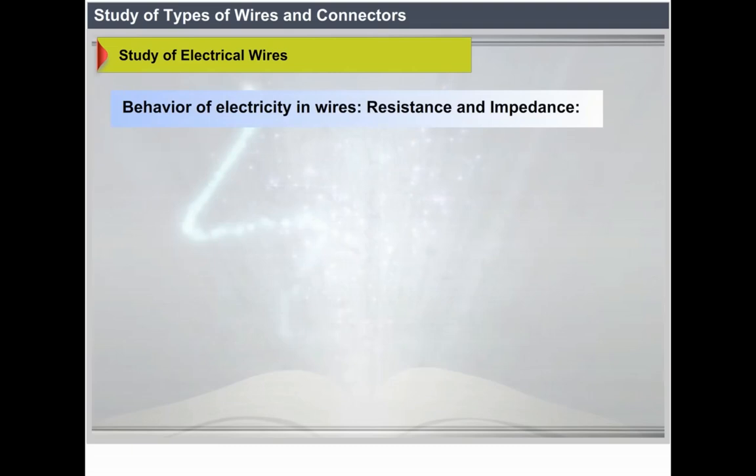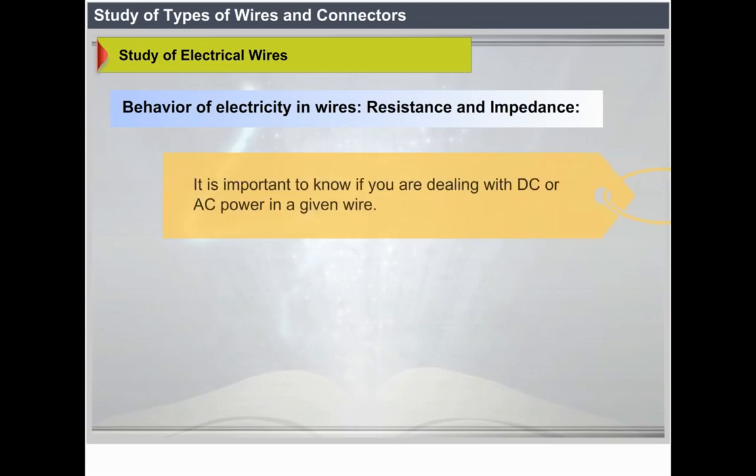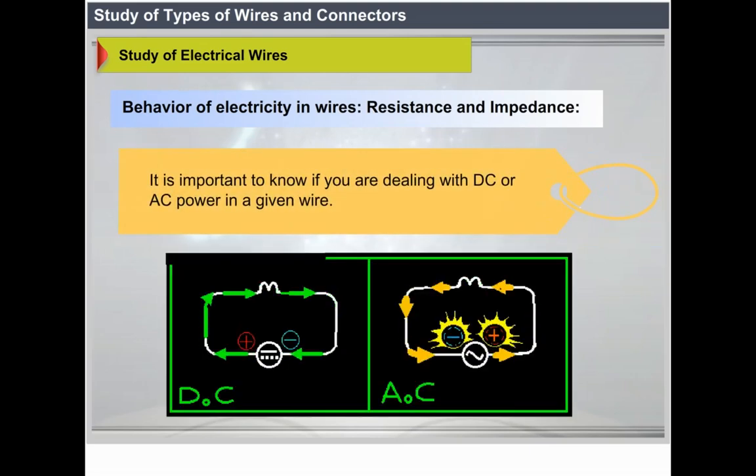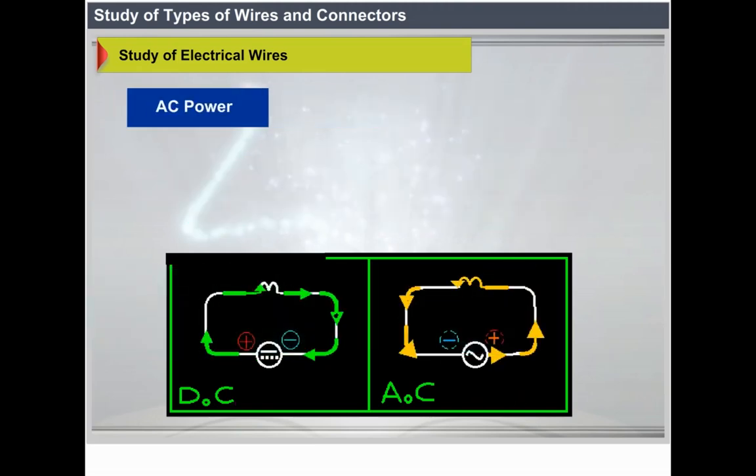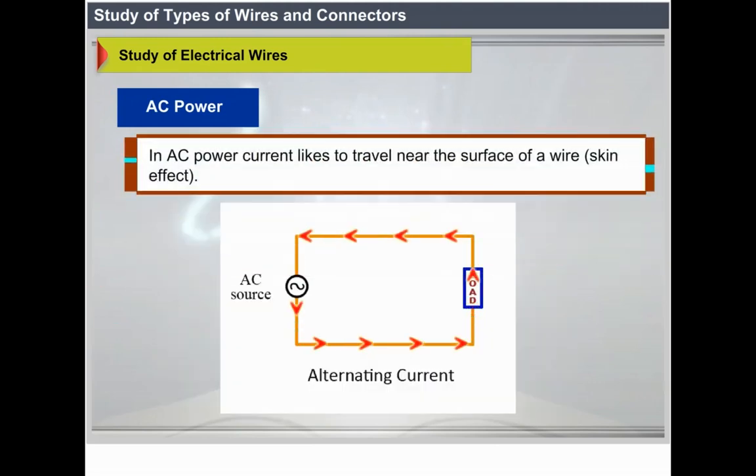Behavior of electricity in wires, resistance and impedance. It is important to know if you are dealing with DC or AC power in a given wire. AC power has some very complex physics which causes some strange effects. AC power current tends to travel near the surface of a wire. Skin effect.